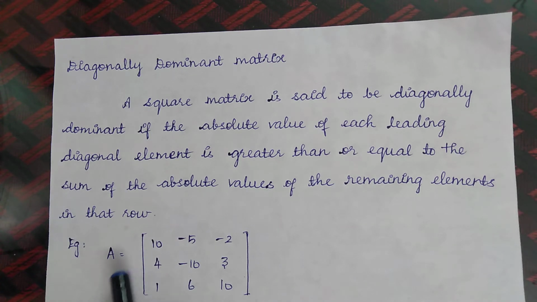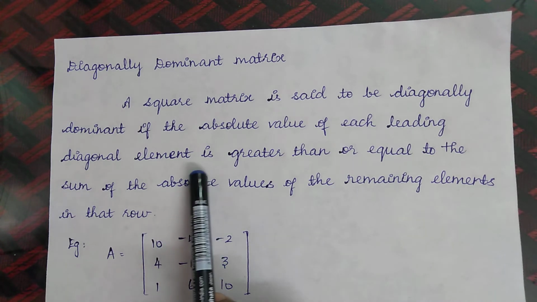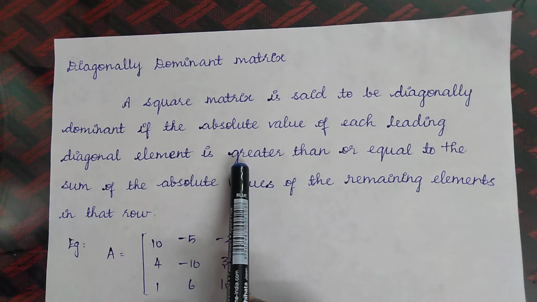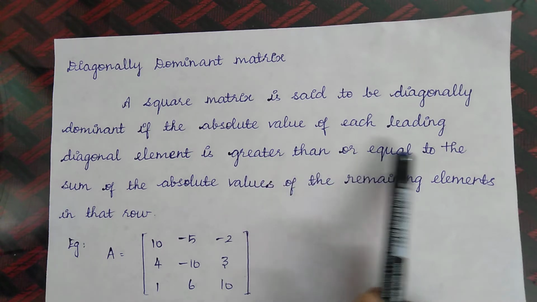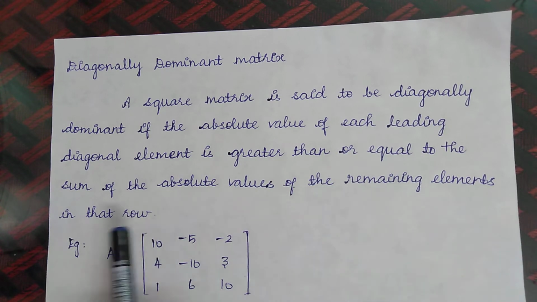A matrix, first row 10, minus 5, minus 2, second row 4, minus 10, 3, and in the third row 1, 6, 10. In the first row the diagonal element is 10. So this 10 is greater than or equal to, that is what the definition says. The diagonal element is greater than or equal to the sum of the absolute values of the remaining elements in that row.